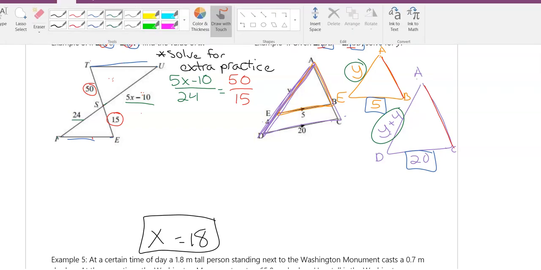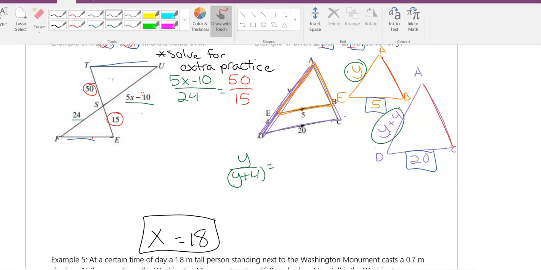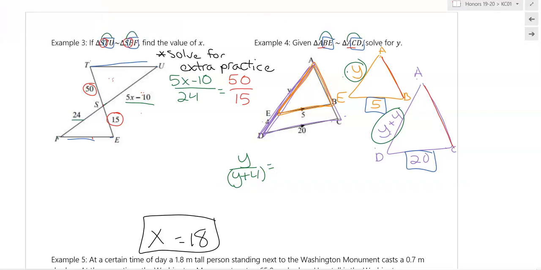If we set this up, like I said, I like to choose the variable first. And this one, the variable is in 2 places, so it doesn't really matter which one I choose. So I'll do Y over Y plus 4, making sure I put parentheses around that. And then my next one, I'll do 5 over 20.